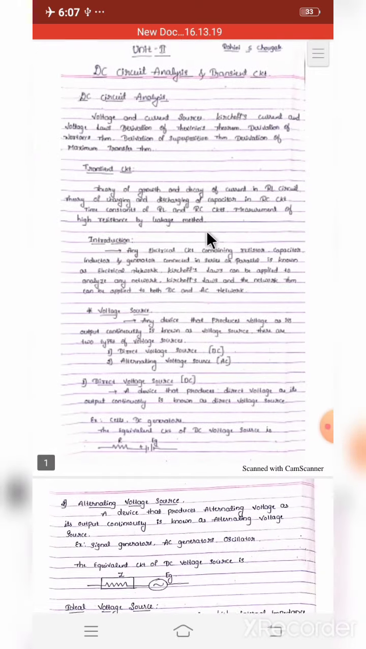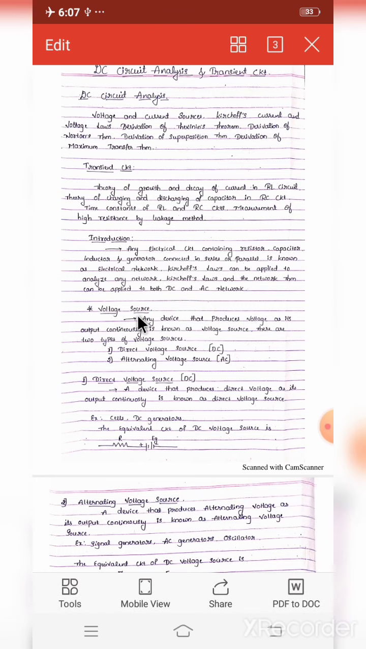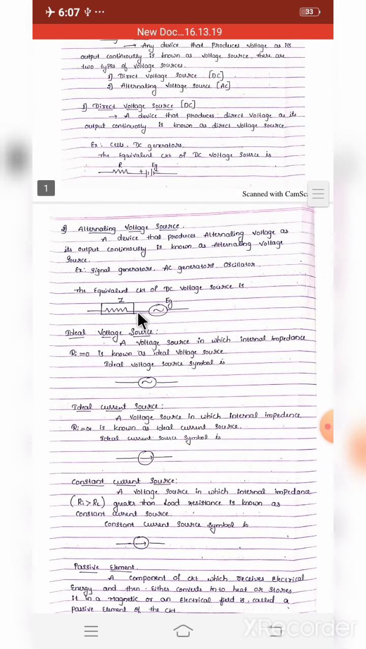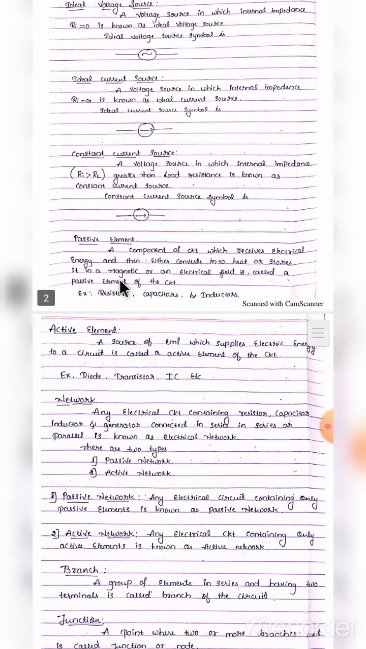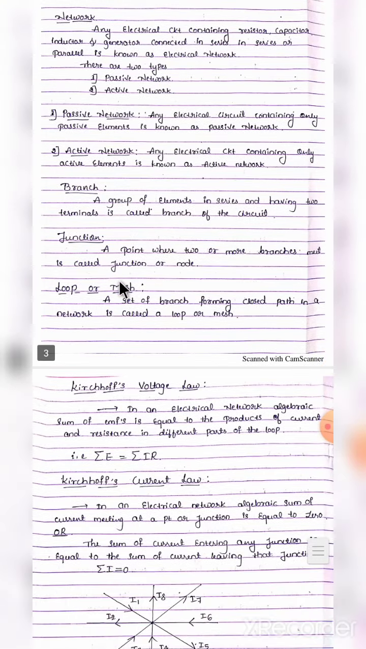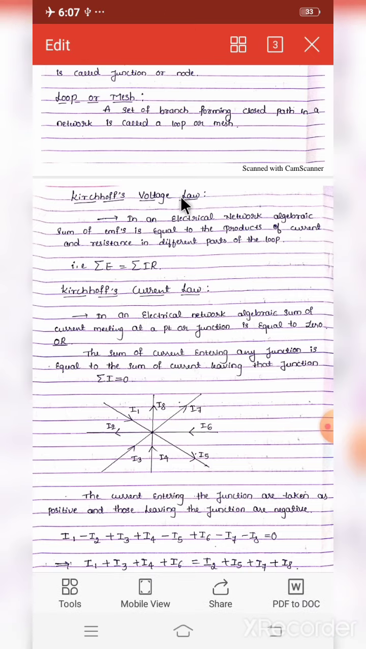So see here, students, what to learn now? Voltage source. What do you mean by the voltage source? Types of voltage source, ideal current source and constant current source, passive element, active element, network, junction, branch, loop. These are the basic definitions of electronics. This helps to learn the further electronics chapters. Now Kirchhoff's voltage law. Already I told you.